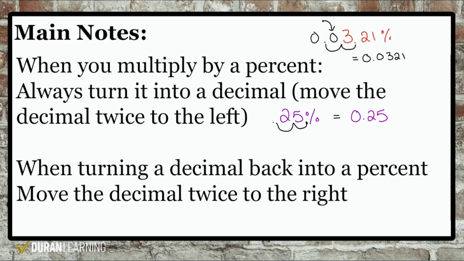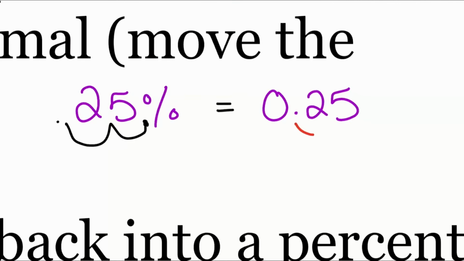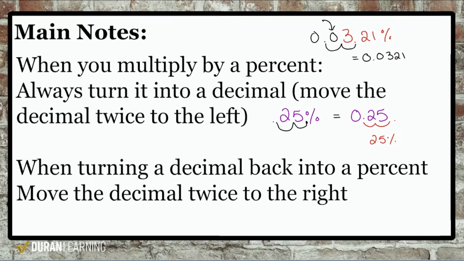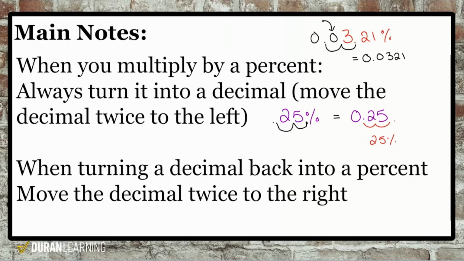To do that, it's the opposite. So for example, if we have 0.25 and we have to turn that back into a percentage, no worries at all. We're going to move the decimal to the right twice. If we start right over here, 1, 2, that becomes 25%. So you can go forward and backwards super smoothly just by knowing this rule. It's always going to be twice.